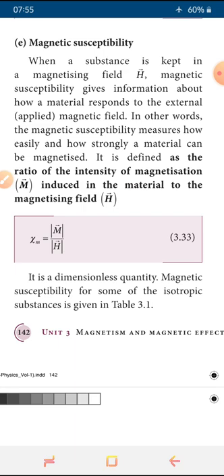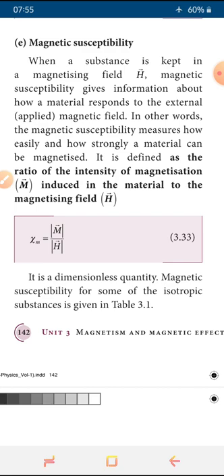So when we keep a substance in a magnetic field having the value H vector, it gives information about how the material responds to the external magnetic field, or we can say in another way, how strongly the material can be magnetized. Okay, how it is affecting, how the magnetism is added in that given material. That thing is explained here in magnetic susceptibility. Understood?